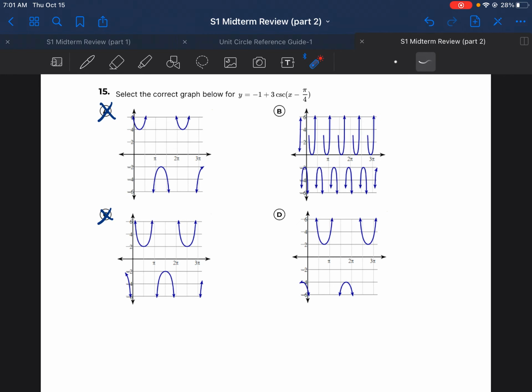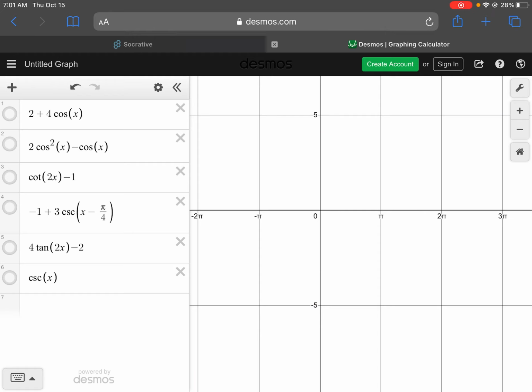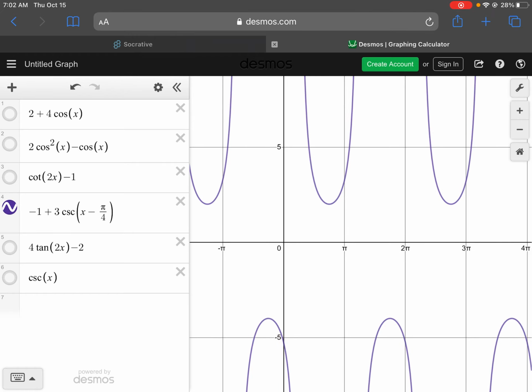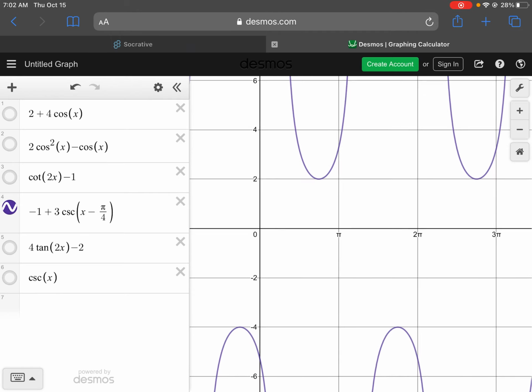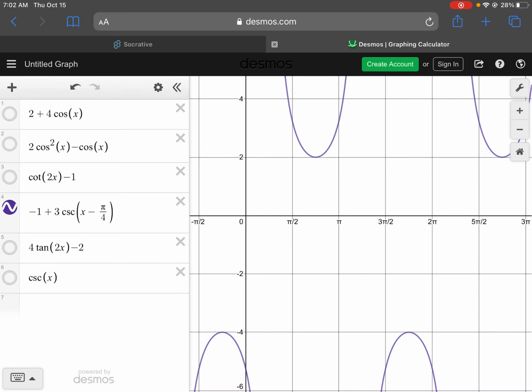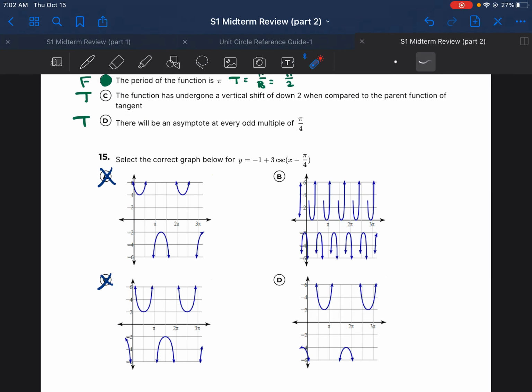We can verify that by looking at a graph of it in Desmos. So let's go ahead and graph -1 plus 3 cosecant of x minus pi over 4. Let's verify some points here. We can definitely see here is that pi over 2 right there. We can see this point that's been shifted to the right by pi over 4. And this is definitely looking like the correct graph. So we would go ahead and select answer choice D.